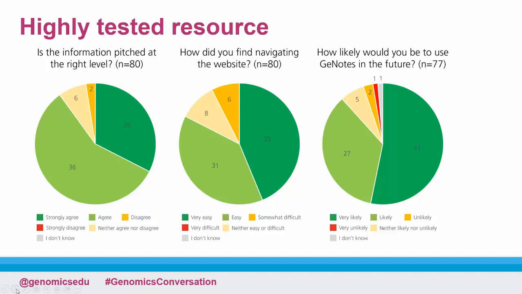We then asked people about how they found navigating the website. And again, happily, the majority found it either very easy or easy to navigate the website. And we got some really helpful feedback on how to improve the search experience from the qualitative data that came out of that testing too. When we asked people how likely they'd be to use GeNotes in the future, again, the vast majority said they were very likely or likely to use it.